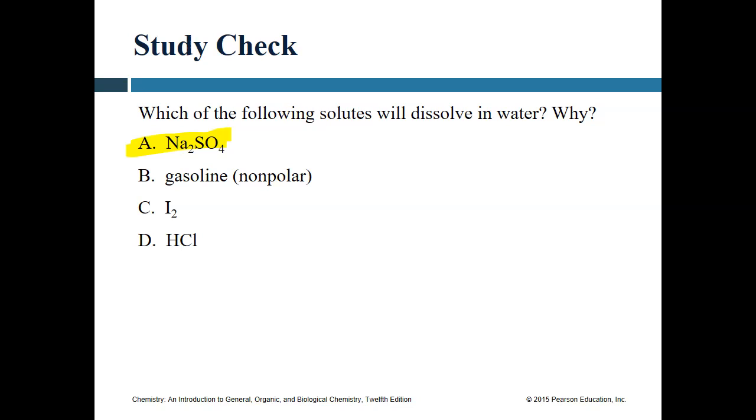So is iodine ionic? Do I have a metal and a non-metal here? No. So we can cross that one off. Do I have a polar bond here? If iodine is bonded to itself, will it share electrons unevenly? No. So that's a nonpolar molecule as well.